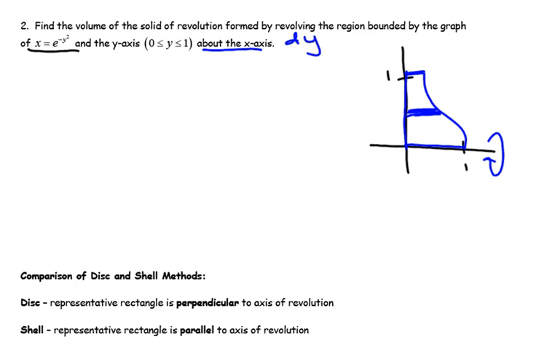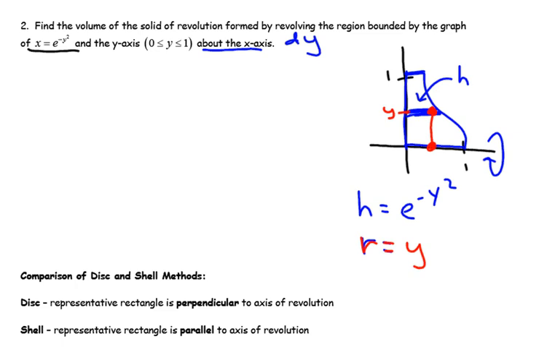So now we need to figure out R and H. Again, H is just the length of the representative rectangle. Since that's horizontal, we're going to say that's right minus left. So the right function is e to the negative y squared minus 0. And then the radius is going to be from the axis of revolution, which is the x-axis, up to that representative rectangle. So top minus bottom. That top is just some y value minus 0.